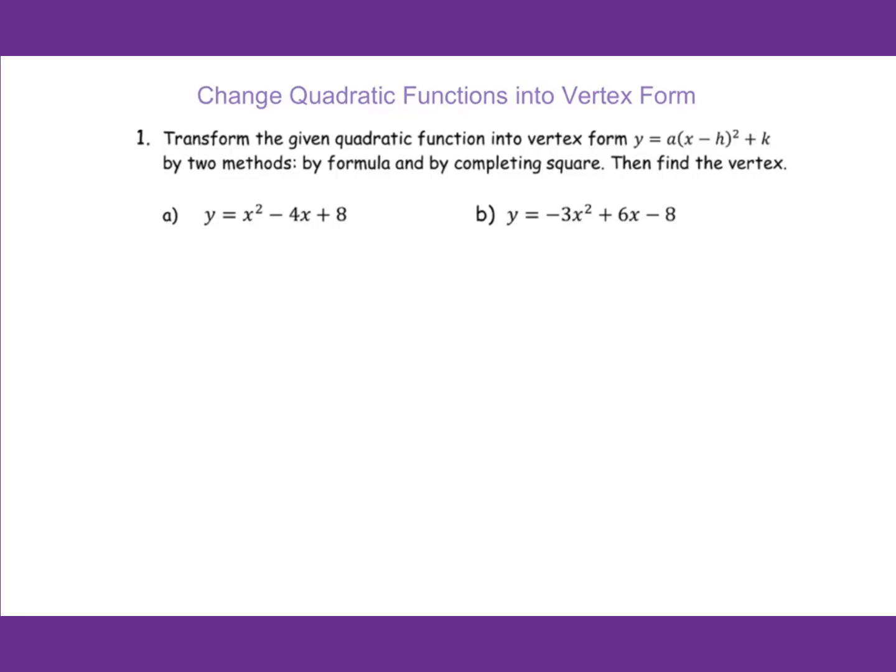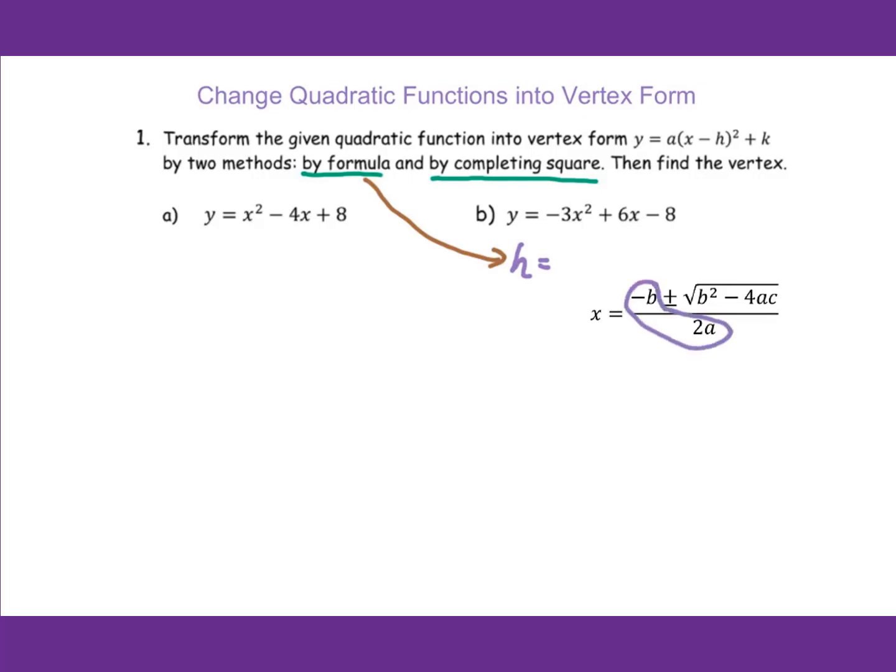This video is about changing quadratic functions into vertex form. There are many ways to change a quadratic function into vertex form. In this lesson, we are going to use two methods, by formula and also by completing the square. By formula means h equals negative b over 2a. Then k equals f of h.